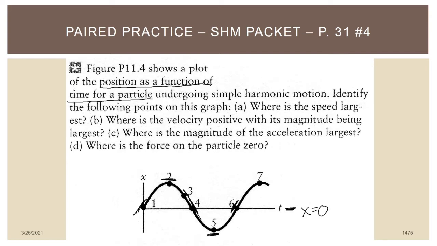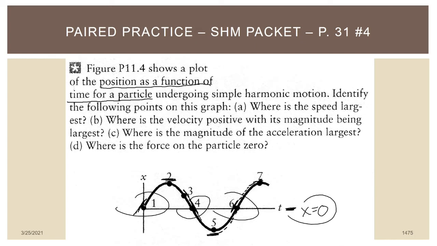Notice here, the velocity is at 0, and then it gets bigger, bigger, bigger, until here, when the slope of the tangent line begins to get smaller and smaller until it eventually comes down to 0. These points, which can be noted as the equilibrium position, are where the speed is the largest. So the speed is the largest at points 1, 4, and 6.